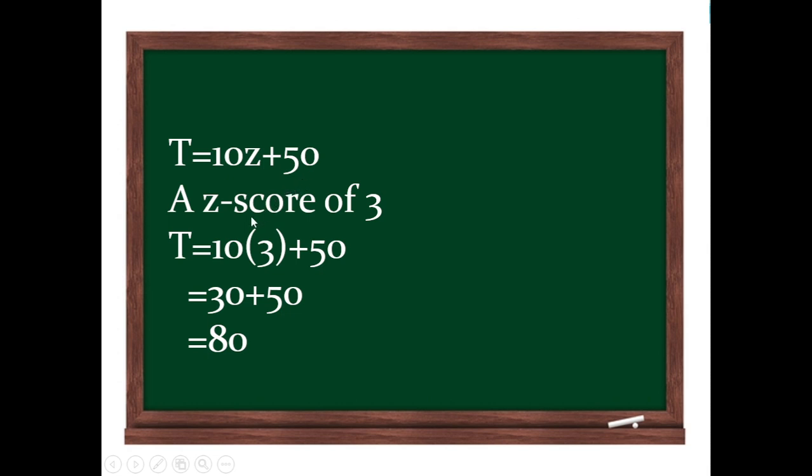So kung nakuha po natin kanina yung z-score is 1.6, so nag-conclude po ako ng sarili ko. So a z-score of 3, para sa akin, ang z ay isa-substitute po natin ng 3. So 10 times 3 plus 50. So 30 plus 50 is equal to 80. So ganun din po kadali kung paano mag-compute ng t-score.